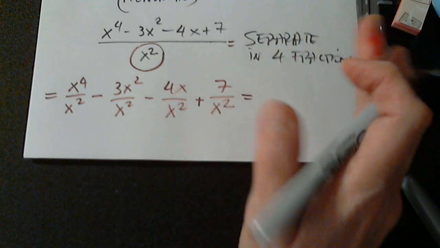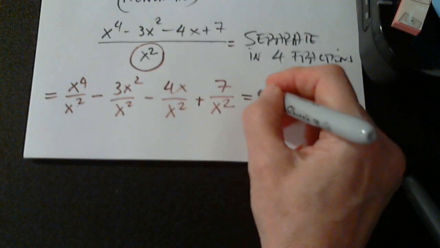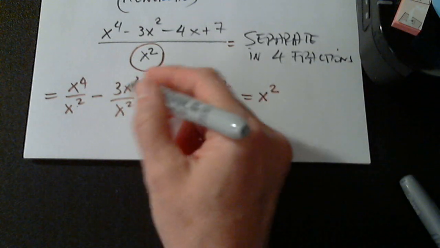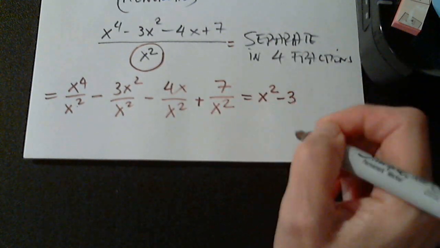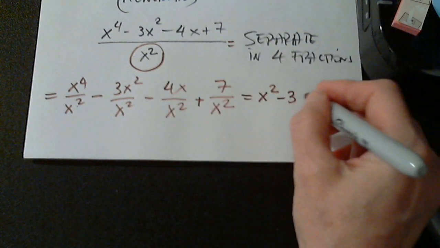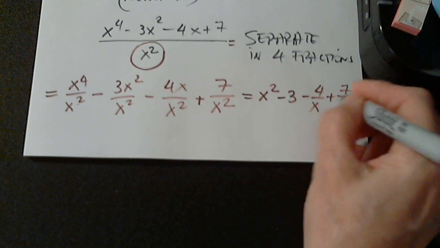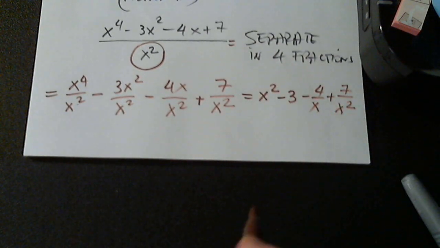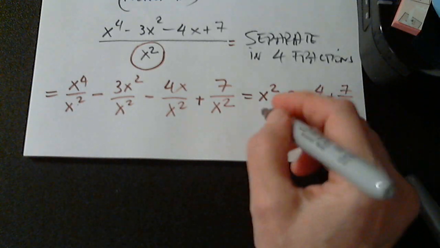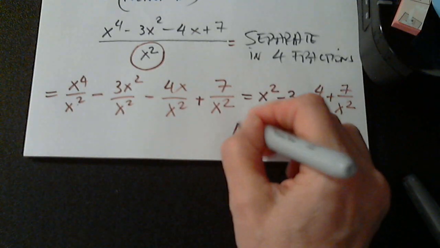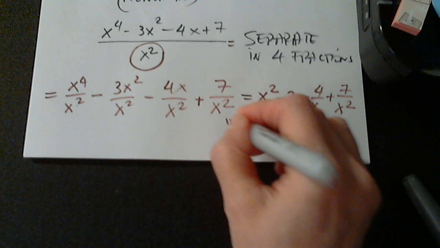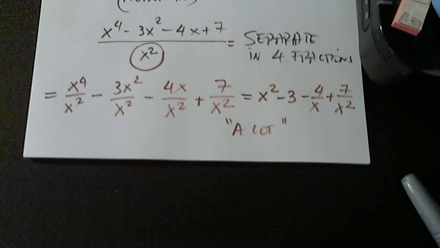Not all of them, but x to the 4th over x squared is x squared. 3x squared over x squared is minus 3. 4x over x squared is minus 4 over x. And the last one has to stay. And you can say, what did you accomplish? And the answer again is a lot. But you have to wait to see why later on.